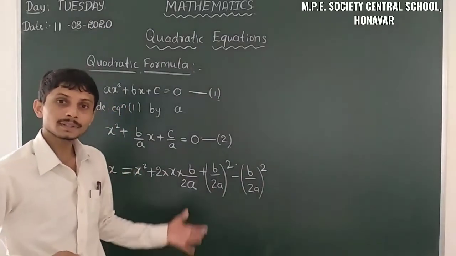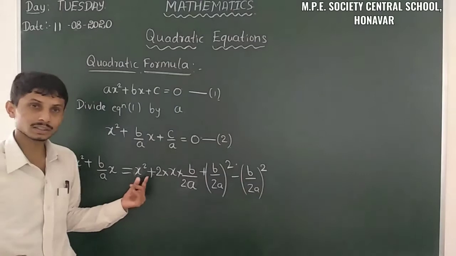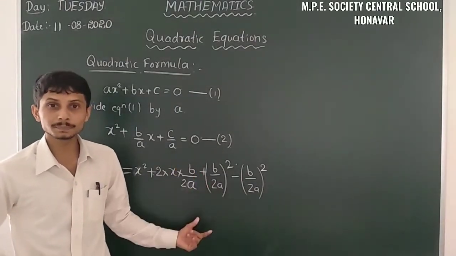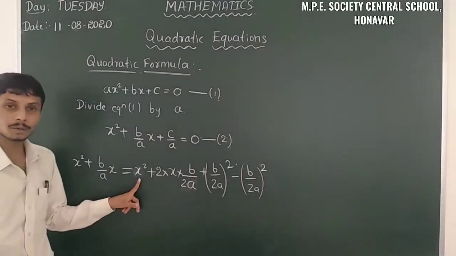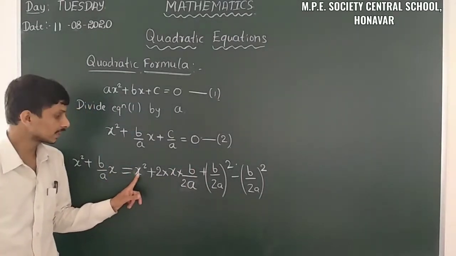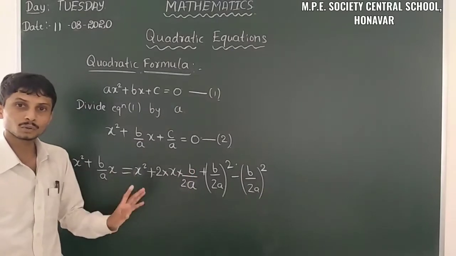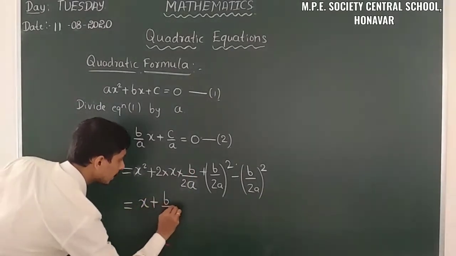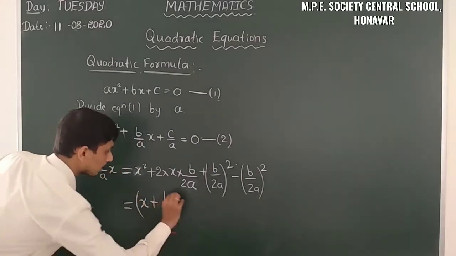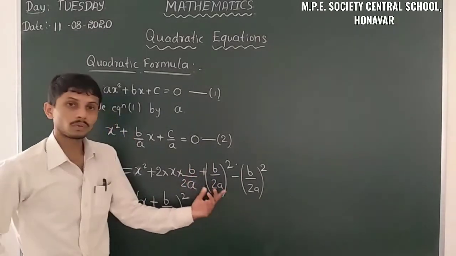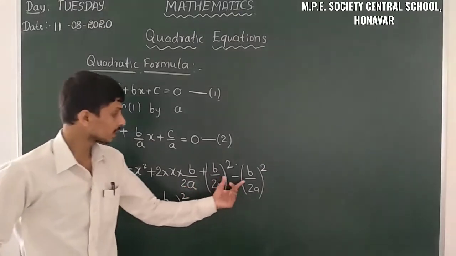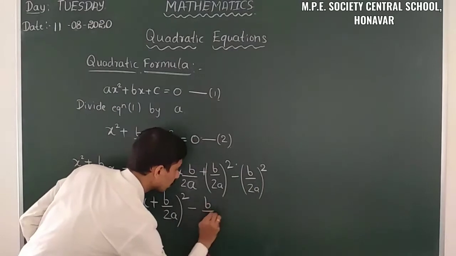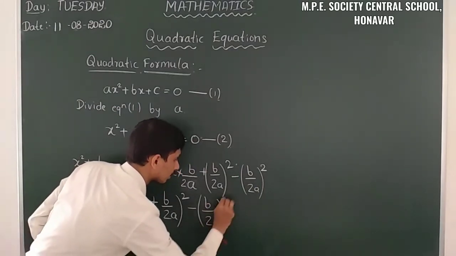So after that, what do we have to do? We have to convert this a square plus 2ab plus b square into the form of a plus b whole square here. What is the value of a and b here? The value of a is x and the value of b is b by 2a. That means here we get x plus b by 2a whole square. Then what remains here? Minus b by 2a whole square remains.